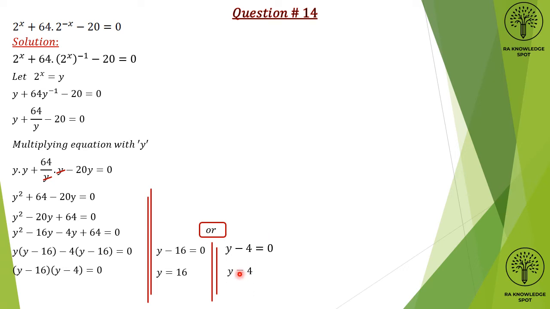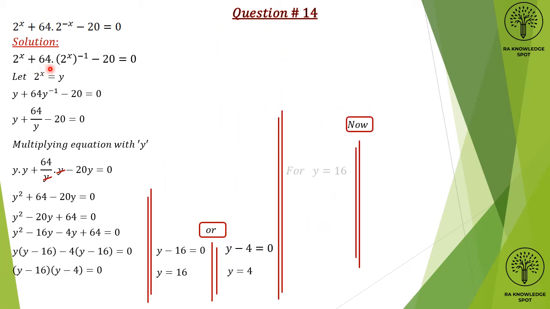Now dear students, again we have to put in this equation to get the value of x, to get the solution set. Now for y is equal to 16, we are going to put in that substitution, that is 2^x is equal to y. After substituting the value, dear students, how can you break this 16? We can write it like 2 power, yes you can, 4. Good. 2 power x is equal to 2 power 4. Now as the bases are the same, of course powers will also be equal just because of this equal sign. Now the value of x is 4. Now we're going to solve for y is equal to 4.